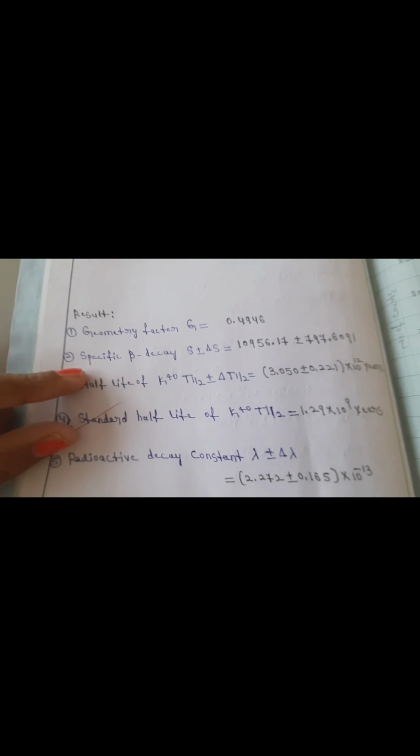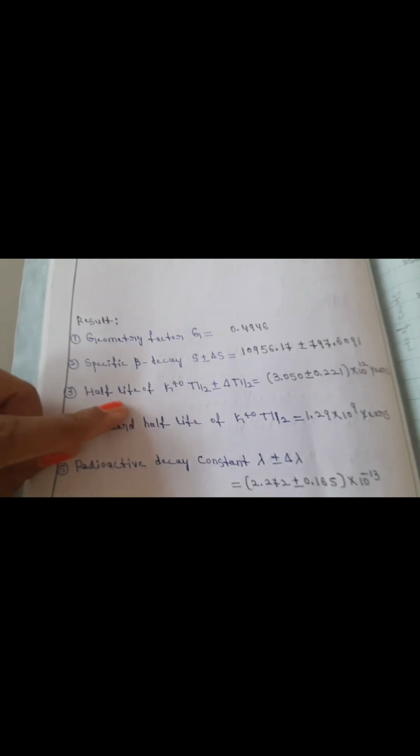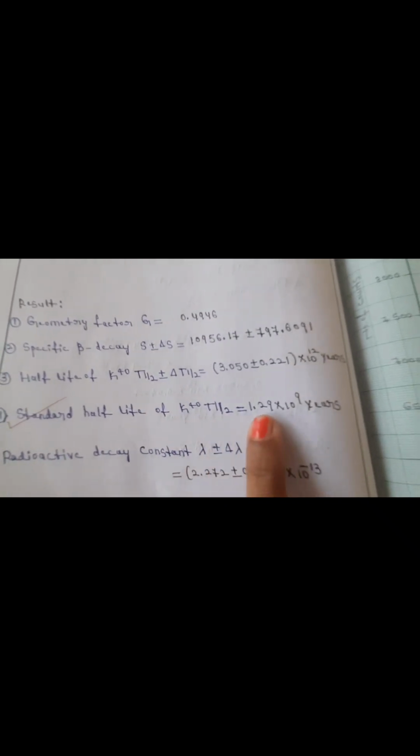Then at the end you can write the result here. Geometric factor G, specific beta activity S plus or minus error in beta activity, then half life of K40 plus or minus error in half life. The standard half life of K40 is actually 1.29 into 10 to the power 9 years, as I said in the beginning, but they got around this value. So radioactive decay constant lambda plus or minus delta lambda. So this is all about the half life of K40.